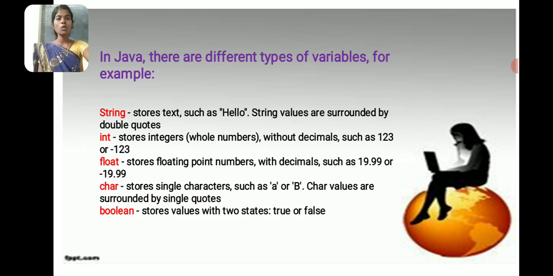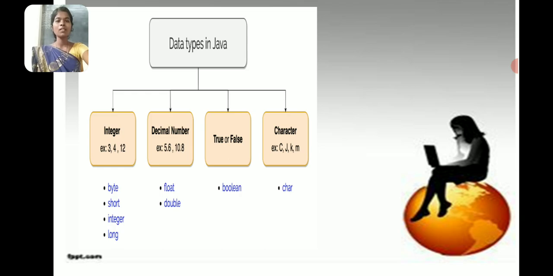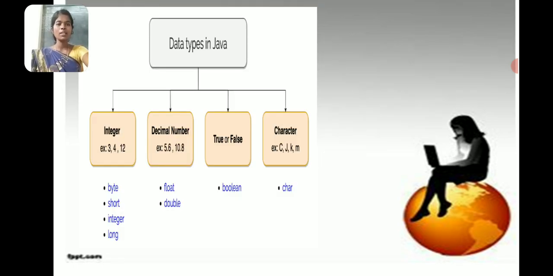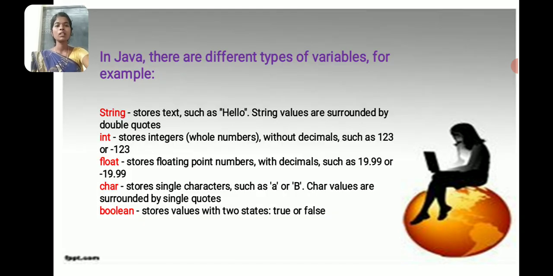And the float data type is used to store decimal values, for example, 5.6, 10.8. The char data type is used to store single characters, for example, capital C, capital J, small k, small m. And then the boolean data type is used to store true or false.